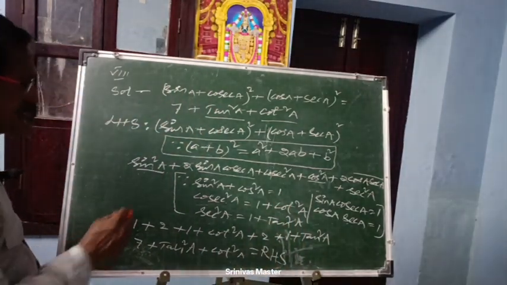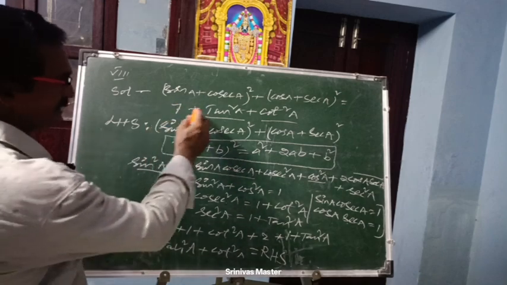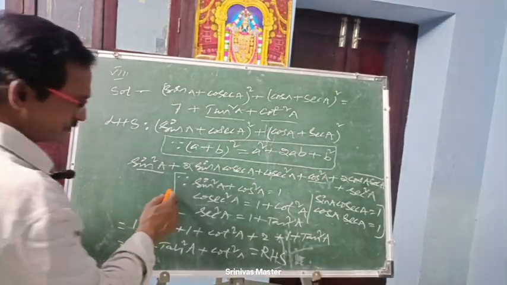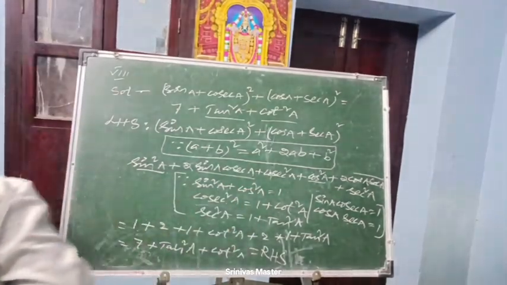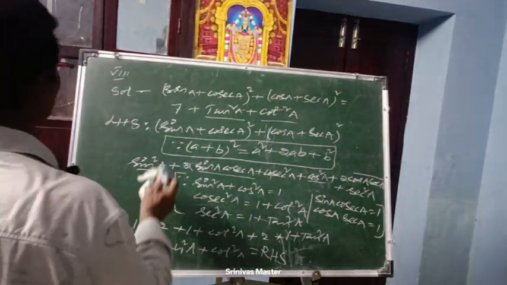Okay, children, be careful. In this problem, to get RHS, you have to use all these algebraic identities. The next problem I will explain to you.